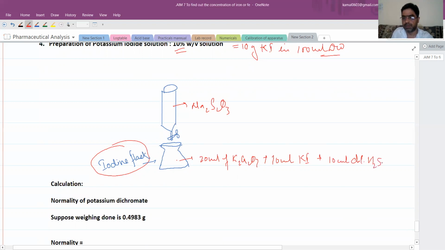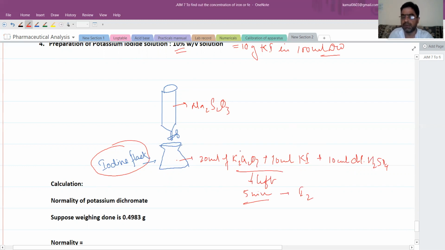dilute H2SO4 we will add. Then we will keep this iodine flask for 5 minutes. After 5 minutes are over, the evolution of iodine is going to take place, the liberated iodine from the reaction of potassium dichromate, KI and H2SO4, which we have seen in the above portion.